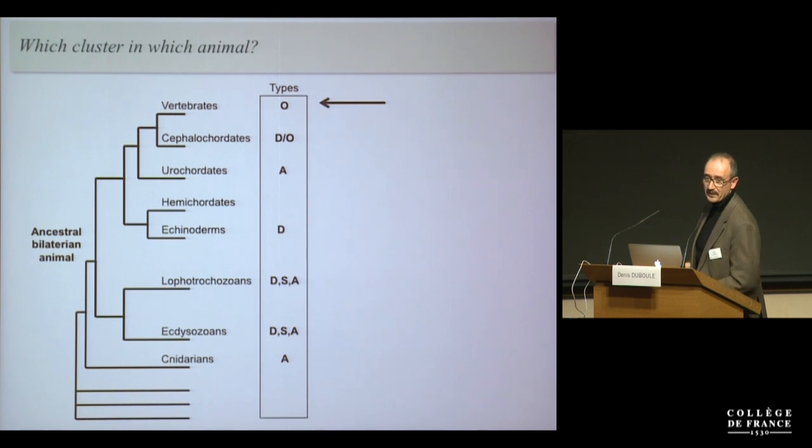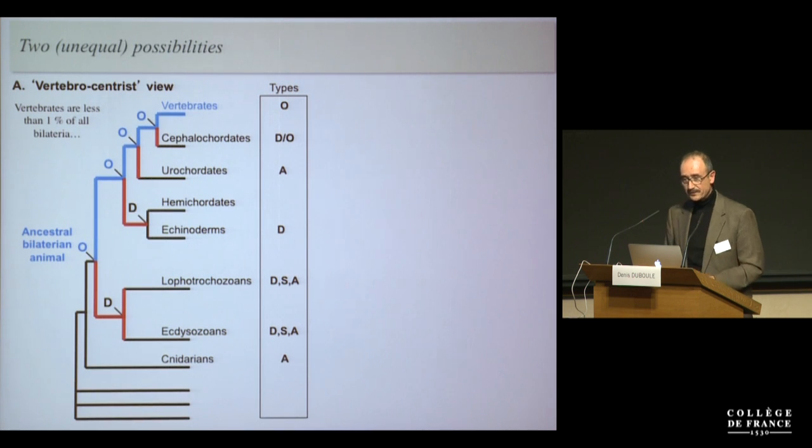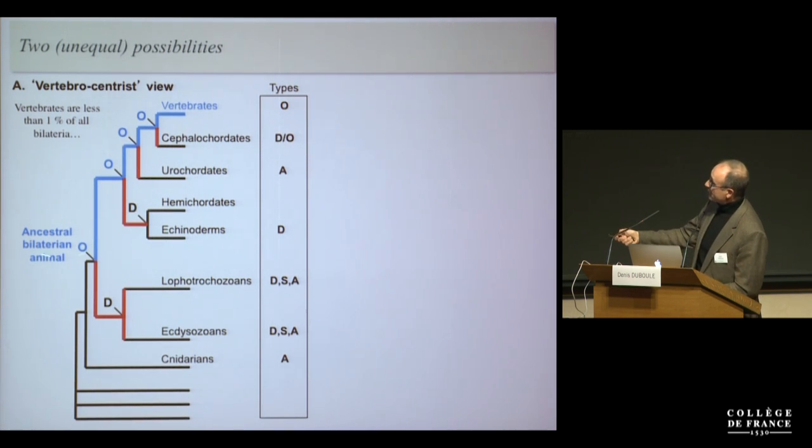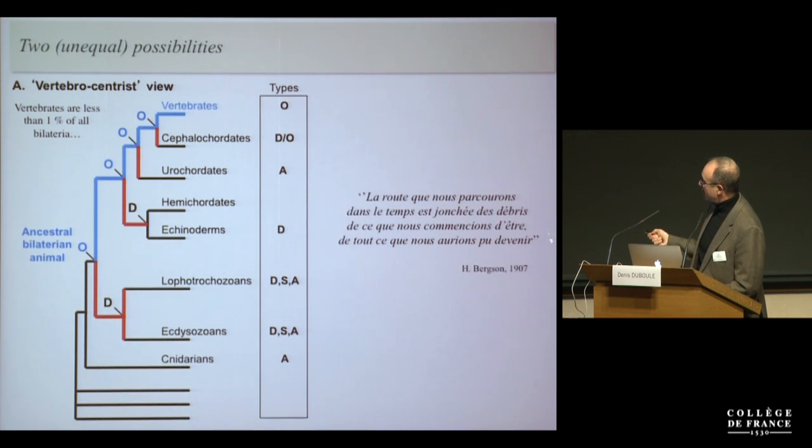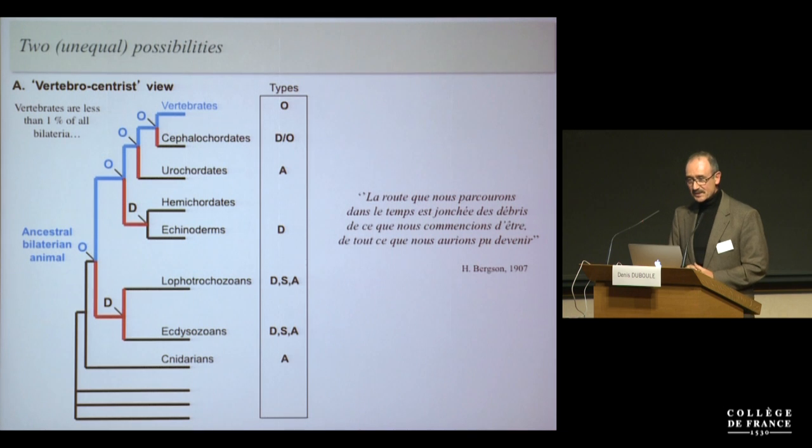How is this possible? I think there are two ways one can explain this particular observation. The first one is that our common ancestor, the Bilateria, had a tightly organized cluster, and it was maintained all through the lineage leading to vertebrates, and it became disorganized and split in all other animals. In fact, this reminds me of a sentence which I took from L'Évolution créatrice: "la route que nous parcourons dans le temps est jonchée des débris de ce que nous commencions d'être, de tout ce que nous aurions pu devenir." It's a beautiful sentence from Henri Bergson.